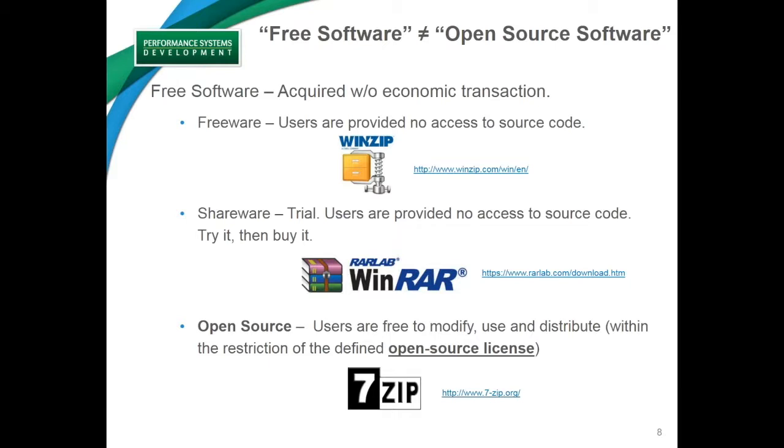All 3 will allow you to unzip zipped files, but all 3 have different mechanisms, again, for licensing. The top one is a mechanism that we call freeware, which essentially means, hey, you can download this software, but you cannot have access to the source code. Therefore, it is not open source software per our previous slide. It's free, but it's not open source.